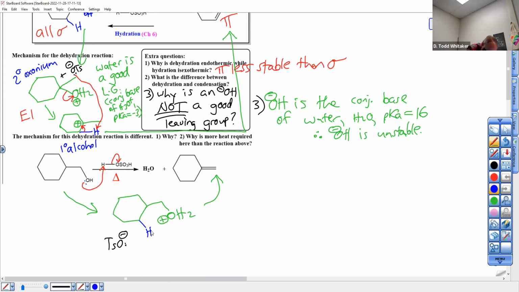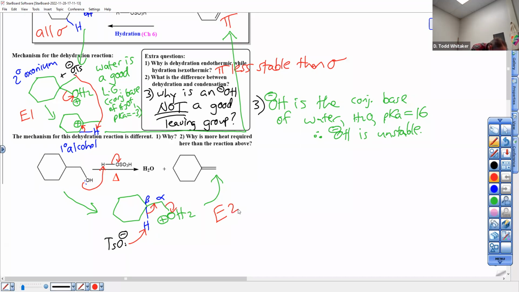Oops, that's not the beta H. That's not there at all. It's here. Alpha's where the leaving group is, beta's one away. Please remember to grab the H from the beta position. Things don't work if you grab an H from the alpha position. You can't get where you need to go. So that's an E2 right there. That one step is an E2.